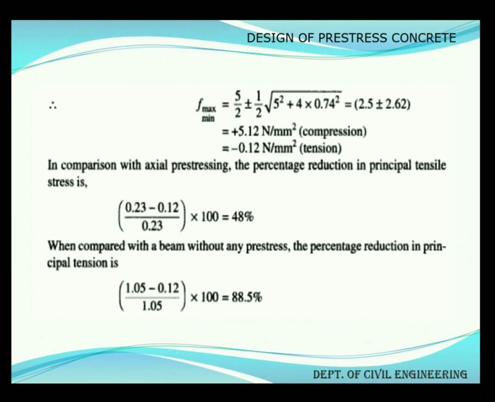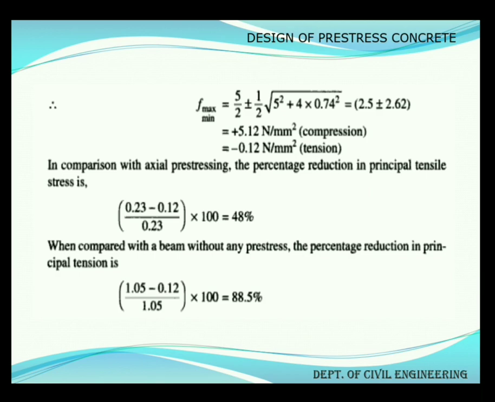In the next case, as we provided a parabolic profile with 100 mm eccentricity, we were able to reduce the tension to minus 0.12. Therefore, in comparison with the previous example where we got a stress of 0.23, here we are able to reduce that stress to 0.12. Hence the total reduction possible is 48%. So see how important the cable profile is.